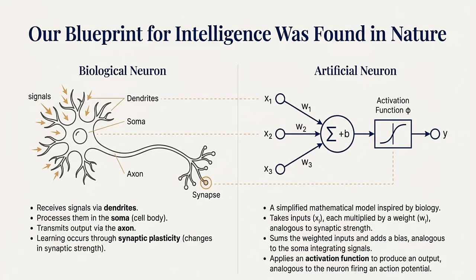Instead of dendrites, we have numerical inputs, and the strength of a synapse, we call that a weight. The neuron just adds up all these weighted inputs, and if it hits a certain level, bam, it fires and sends out its own number. It's like we built a Lego version of a brain cell.